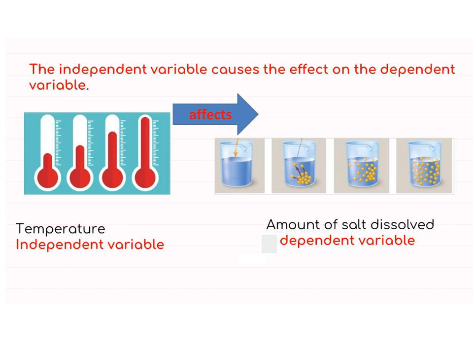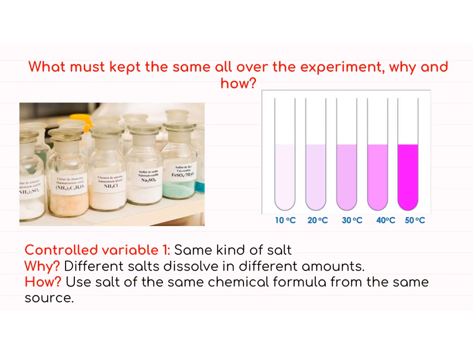Let's go back to Sarah's experiment. So Sarah was changing the temperature. So the temperature was the independent variable, and she was trying to measure the amount of salt according to the given temperature in a given test tube. So Sarah was increasing the temperature, and she was trying to find the effect of increasing temperature on the amount of salt dissolved. So for Sarah's experiment, we identified the independent variable, which was the temperature, and the dependent variable, which was the amount of salt dissolved.